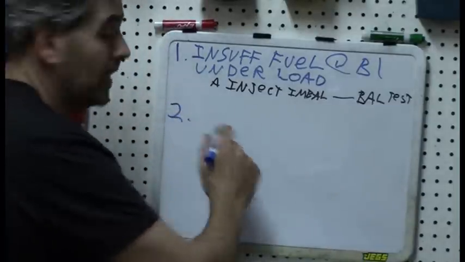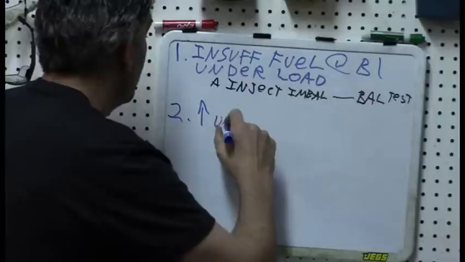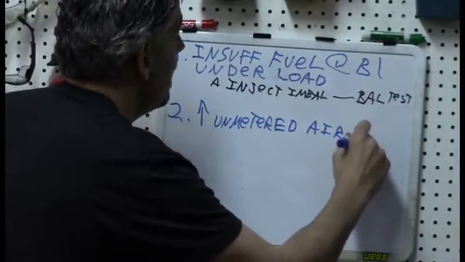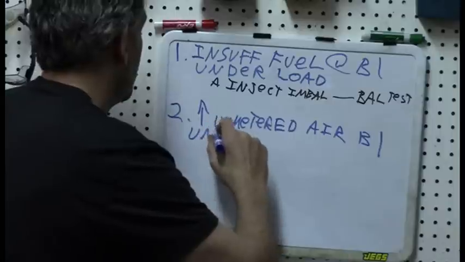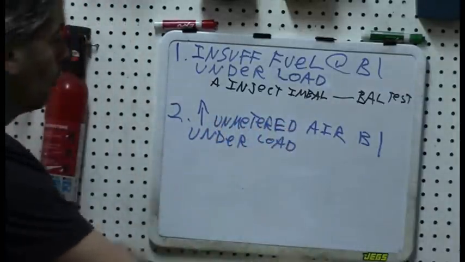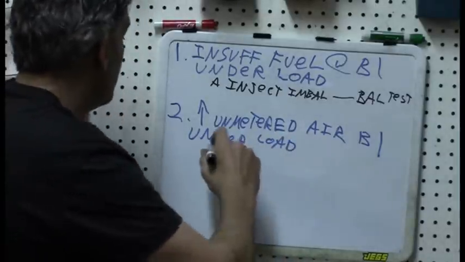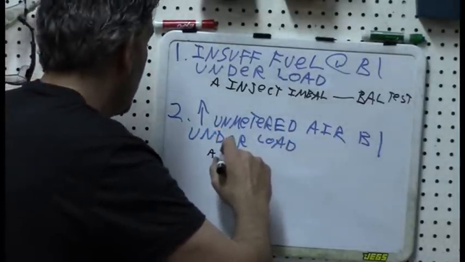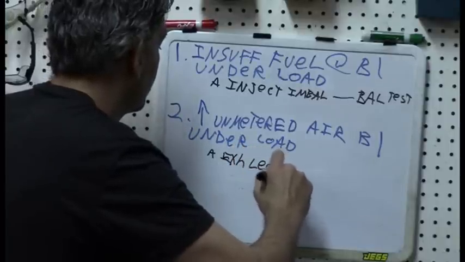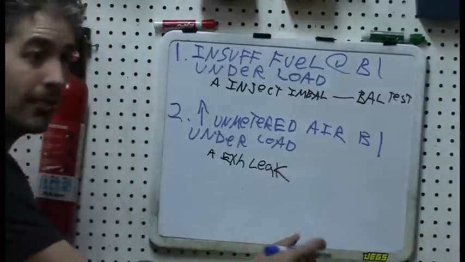So our second possibility that would cause that problem would be anything that causes an increase in unmetered air in bank 1 under load. Now, obviously, one of the more common things that people brought up that would be a possibility with that would be exhaust leak. Okay, so you see the pattern here. Now, what would the third possibility be?